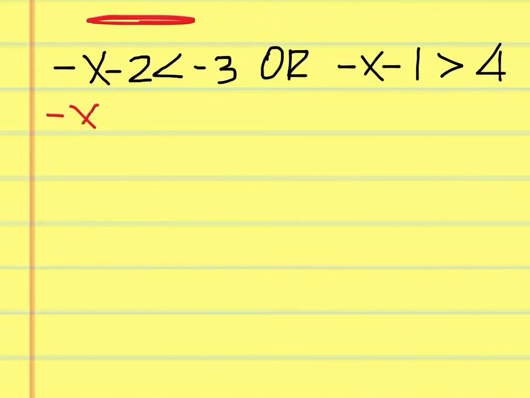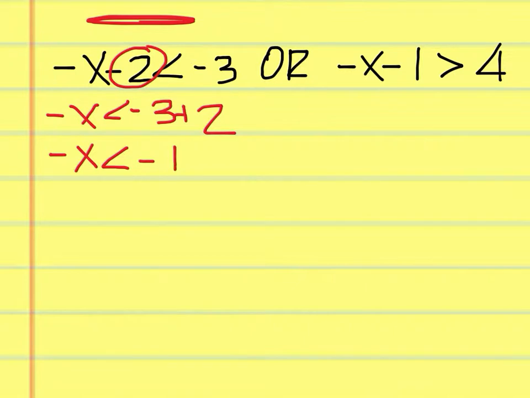So negative x less than negative 3 plus 2. We move this to the right, change the sign. Negative 3 plus 2 is a negative 1. And we must now divide the negative 1 by the negative 1 on the left. When you divide by a negative, you change the inequality sign. And we will have x greater than 1.